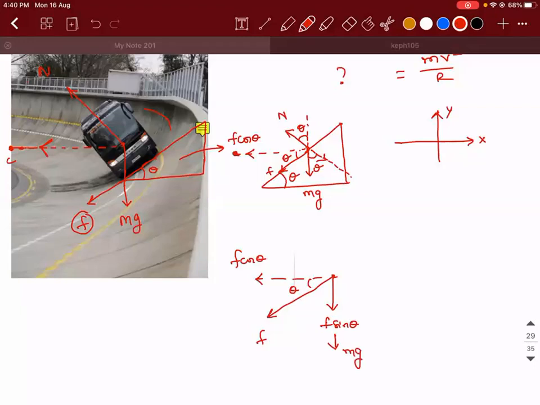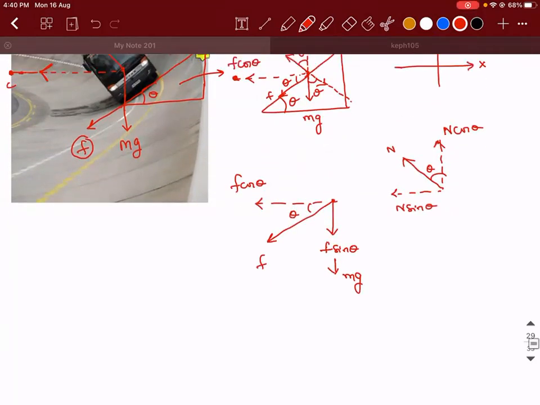Correct? And this n can be resolved into y direction. So n is like this, making an angle theta. N can be resolved into y component as n cos theta and the x component as n sin theta. Okay. Now tell me, what are all the components that are acting towards the center of the circle?